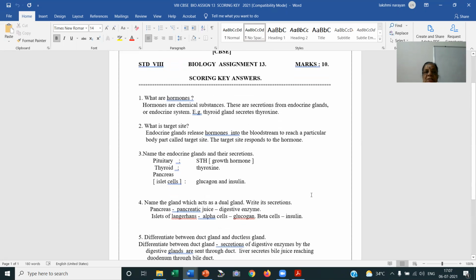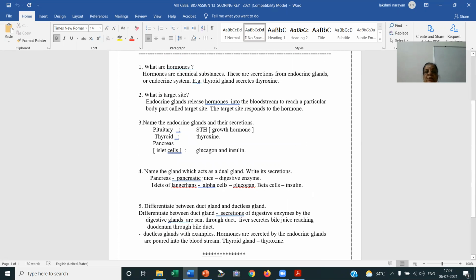What is a target site? Endocrine glands release hormones into the bloodstream to reach a particular body part called target site or target organ. The target site responds to the hormones. I hope you are listening.